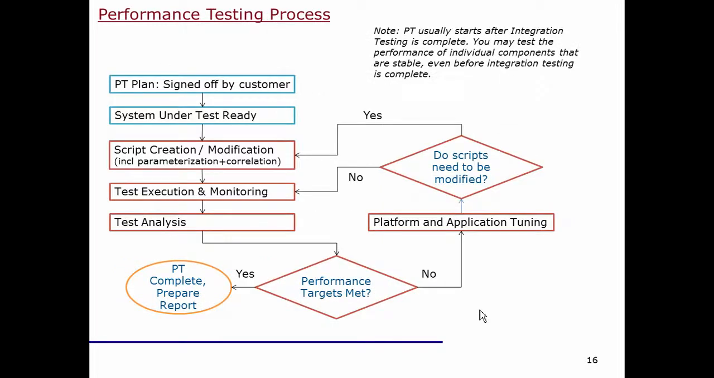Now, having said that, we need to make sure that we are following a proper performance testing process, because it's not just one round of scripting, execution and analysis. To start off, you need a performance testing plan which is signed off by a customer. We'll not get into the details in this course. You need to execute your project, performance testing project, as per the plan. You need to make sure that you have a system under test that's ready. You need to have your scripts created and modified with parameterization and correlation.